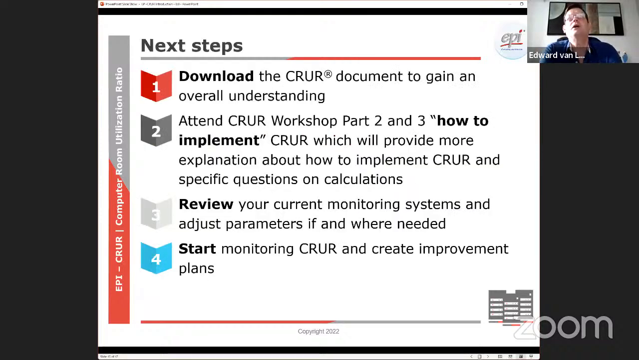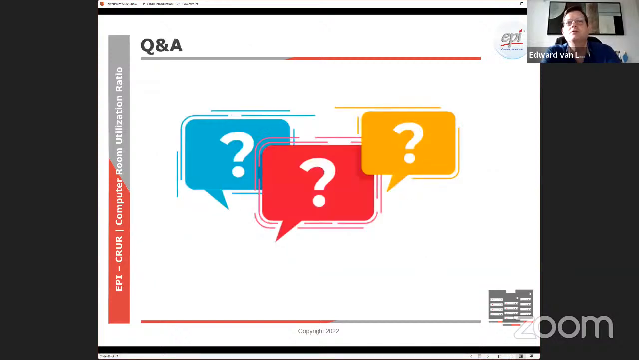So what we recommend: download the document, attend the workshops. There will be 2 more that will be announced for you, where we go into more detail of the CRUR to explain how to look at it, how to look at the calculation, etc. Of course, you can look at your current system that you have in place that might already have some information that you can use to look at the CRUR. And ideally, of course, you start implementing it so that you can not only look at your capacity planning today, but also create improvement, not only for your current data center, but hopefully for your future data centers as well.